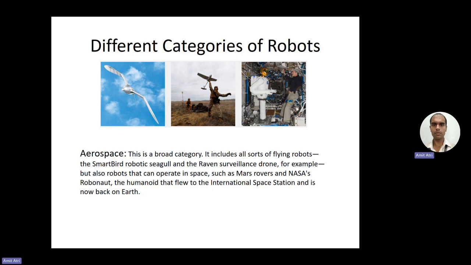One example is the smart bird robotic seagull shown in the picture there. Another one is the Raven surveillance drone. Another application under the same category is in space. These robots can operate in space, like the Mars rover, and NASA's Robonaut, a humanoid robot that flew to the International Space Station and is now back on Earth.